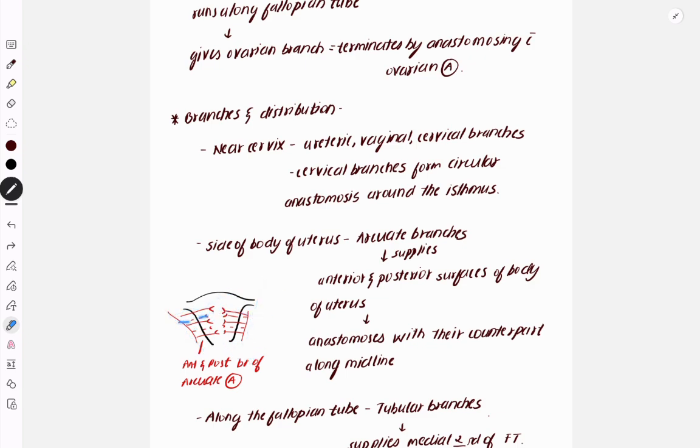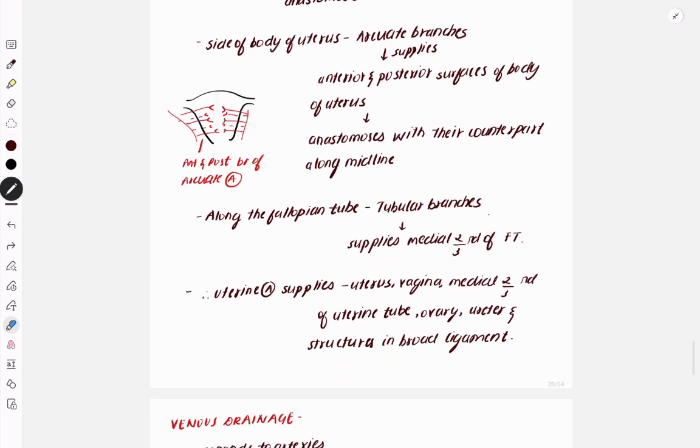Similarly, we'll also have posterior branches of the arcuate arteries. The posterior branches coming from the right side will anastomose with their left counterpart coming from the opposite side, and this anastomosis occurs in the midline of the uterus. Along the fallopian tube, we also have tubular branches, which supply the medial 2/3 of the fallopian tube, and the lateral 1/3 of the fallopian tube is supplied by branches coming from the ovarian artery.